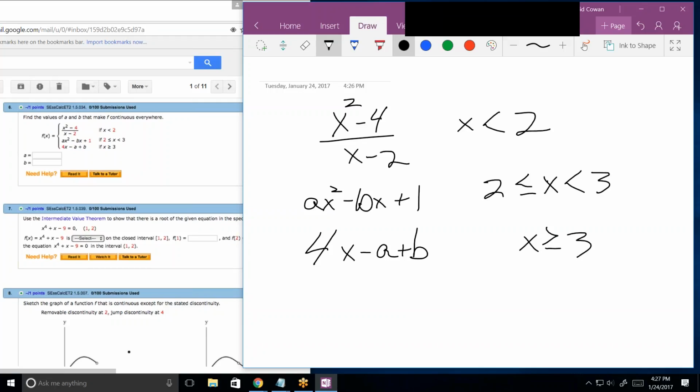Now notice the domain is continuous. It goes from negative infinity to 2 to 3 and then greater than 3. So it's negative infinity to infinity. It covers all of those. Now it says find the values of a and b that make it continuous everywhere.